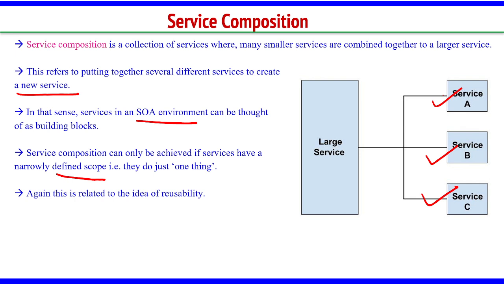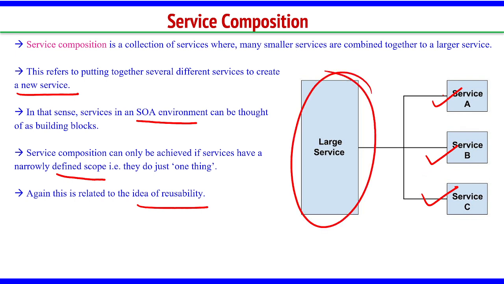And this is again related to the idea of reusability. You see, services A, B, C are reusable. We are reusing them to form a new service. So they should do a simple task and they should be reusable. Only then can service composition be achieved. Okay, simple concept: what is service discovery and service composition. Thank you.